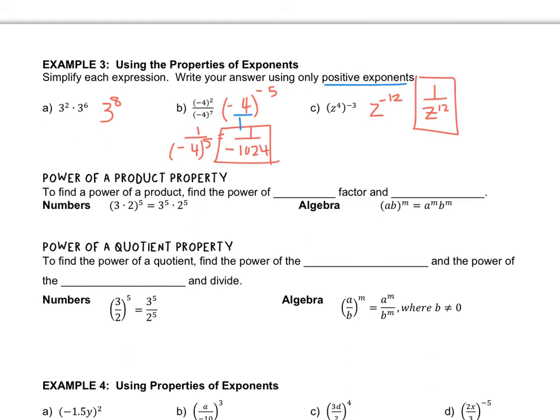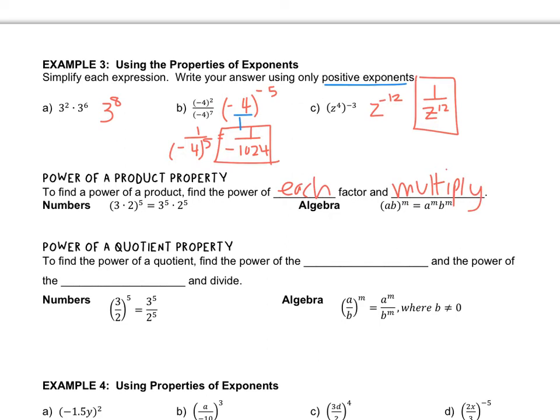So those are the basic ones. I know you're like, what, basic? But then we have a little more complicated ones. Next one that we're going to look at is the power of a product property. And that's when you have a product, a multiplication question, and then you're raising that expression to a power. And what you do is you find the power of each factor and multiply.